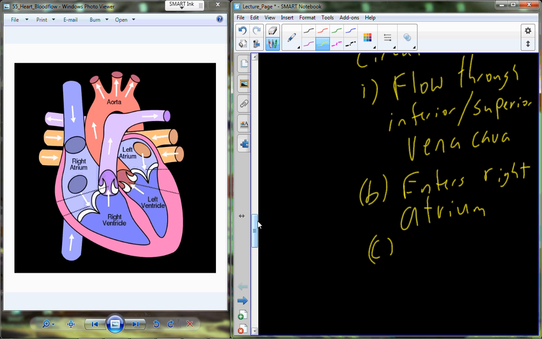You could do the same thing with a beaker, seal it off, and put a piston in there. If you push on that piston, it's going to reduce the volume, but it'll increase the pressure. We could measure that pressure, and it would be increased. So as blood enters the right atrium, we fill it up, and then the atrium begins to contract, it increases pressure, and eventually the blood is pushed through the AV valve.